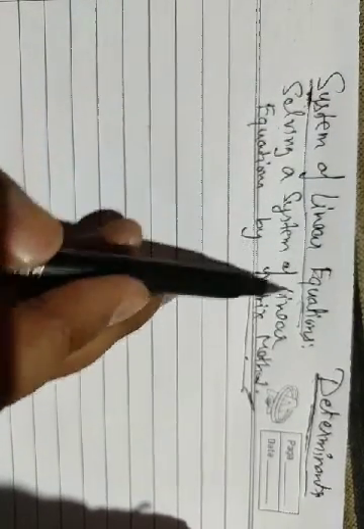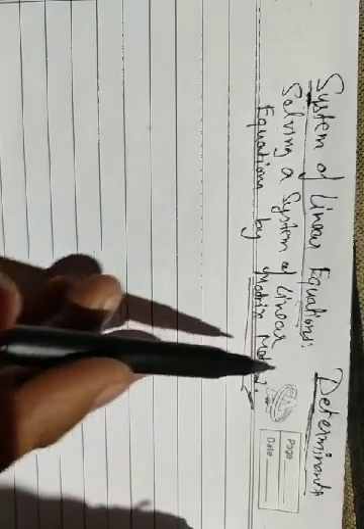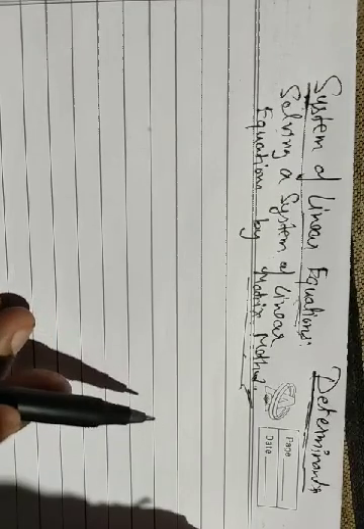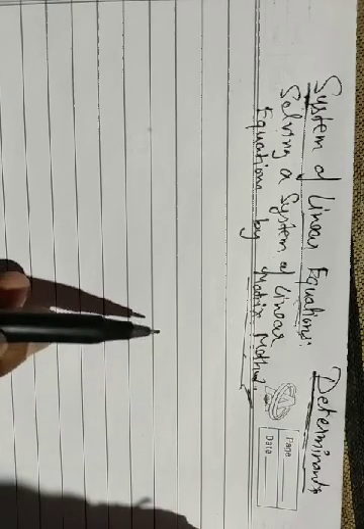What do we have in linear equations? Ax plus by plus c types. It may be a pair of equations, or it may be three equations, and together they form a system. All of you are already aware of linear equations from class 10.